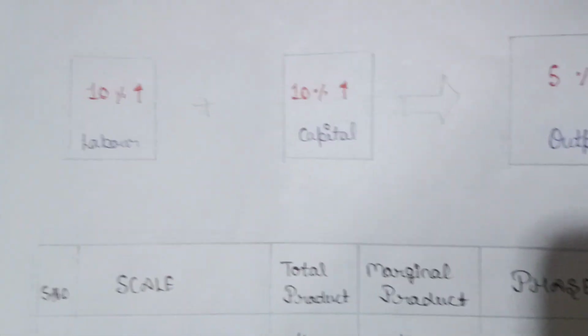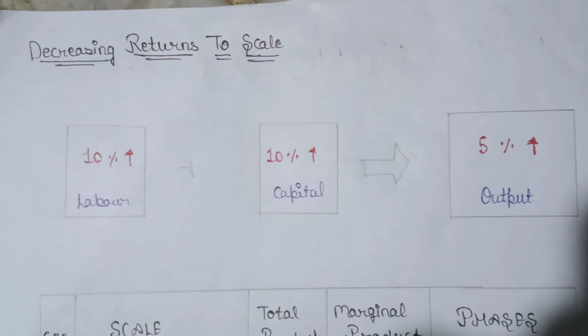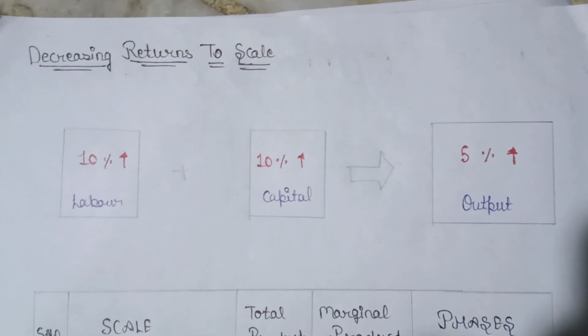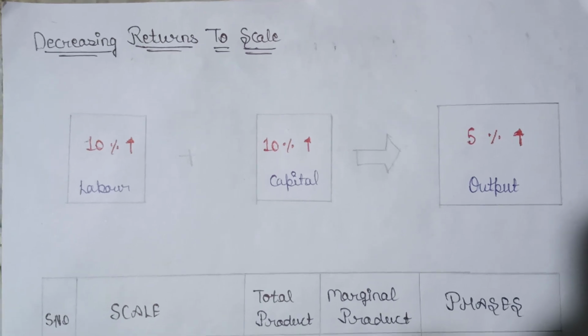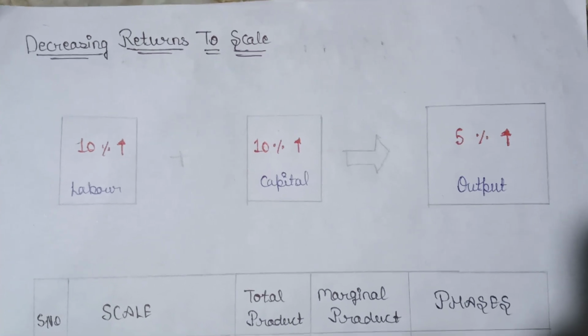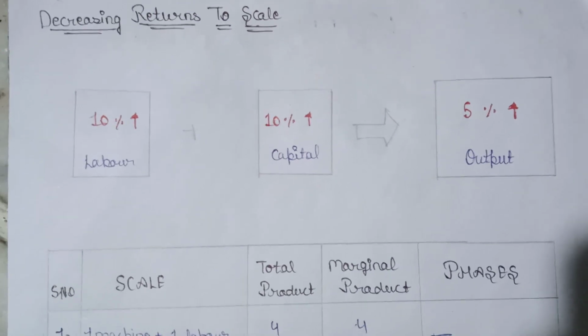Now let's discuss decreasing returns to scale. In this returns to scale, we get the change in output less than the change in the input or factors. If we increase the labor and capital by 10%, we get the change in output by 5%. This is decreasing returns to scale.